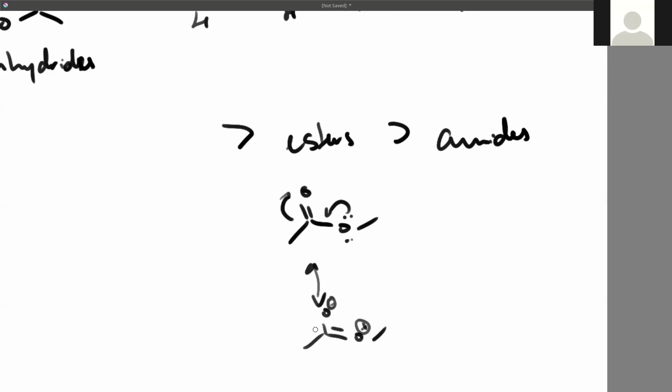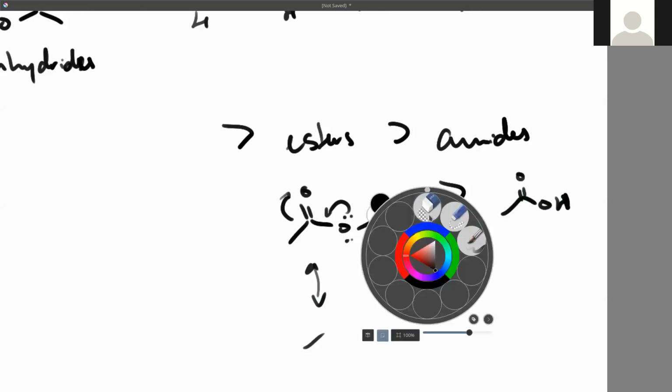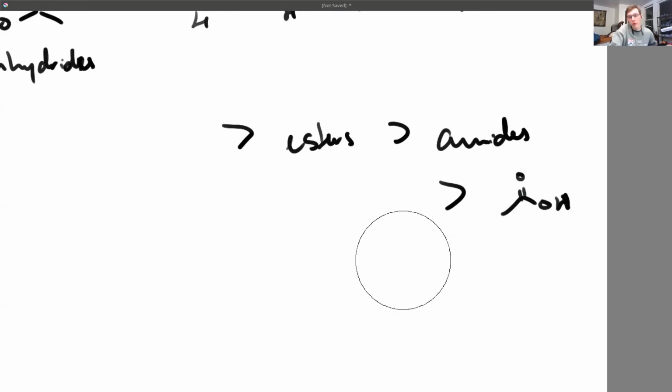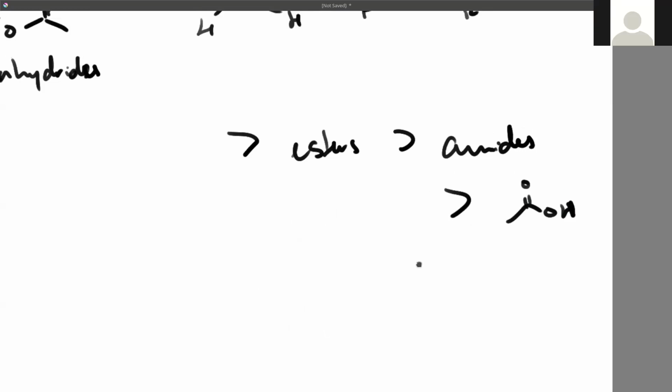So that's not great. Adam, I have a question. Where do carboxylic acids fall on this? Way at the bottom. So generally, do we have to worry about them if we see them in a reaction? No. Not for Grignards or lithium reagents.